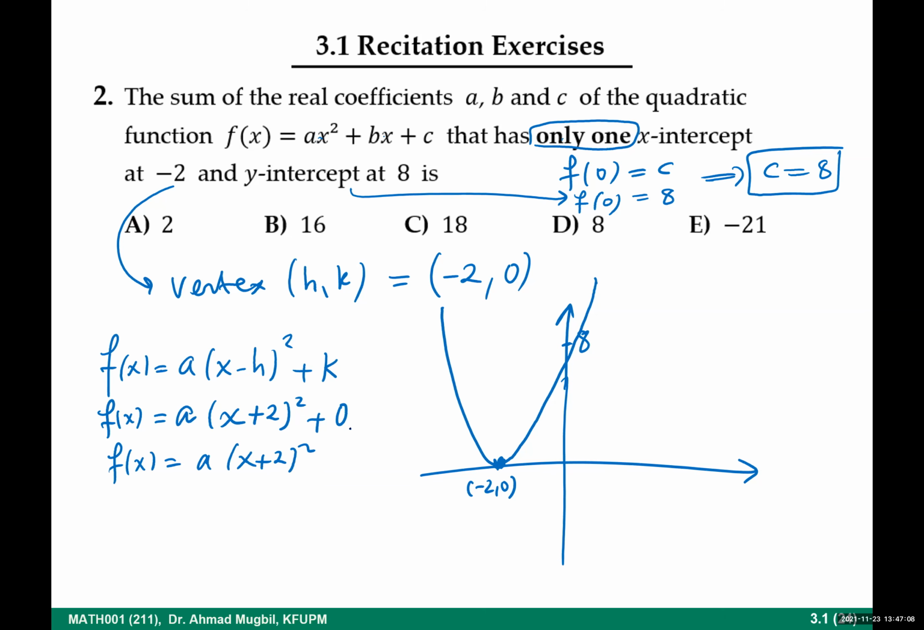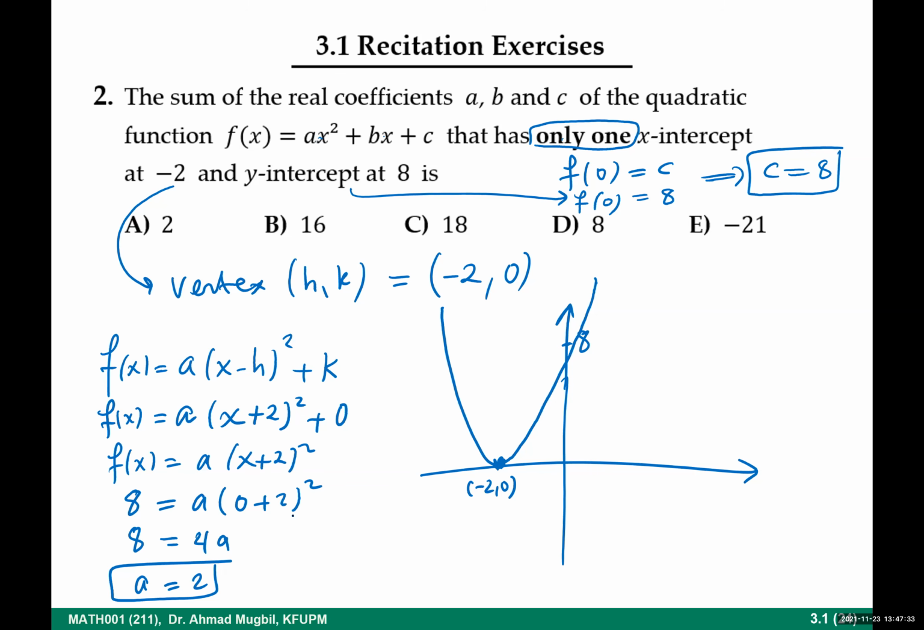The y-intercept. When X is 0, Y is what? So this means that f at 0 is 8. A times (0 plus 2) all squared. This means that 8 equals what? 4A. This means that A is what? And this agrees with what we obtained at the beginning, that A is positive. Assume that you got negative, it means that there is something wrong.